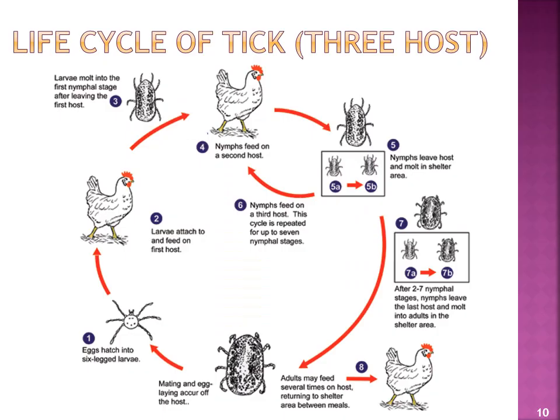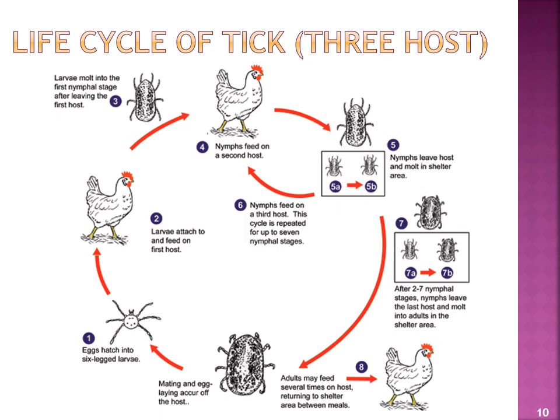The life cycle of the soft ticks. When we speak about soft ticks, that means multiple hosts, maybe 2 hosts or 3 hosts or more than 1 host. So this is the soft tick. It's smaller in size, and usually in the life cycle, the non-parasitic and parasitic stages are intermittent, as it's intermittent feeding.